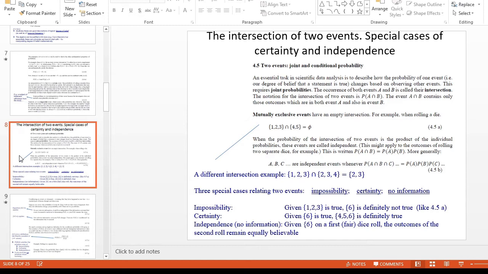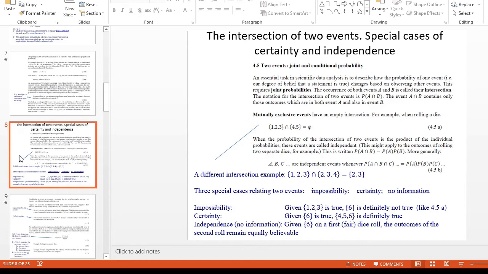Conversely, you have certainty, which is closely related. Given the outcome of a die is rolling a 6, then the probability, my degree of belief in the statement, well, it was a 4 or a 5 or a 6, that's certain, that's definitely true. Impossibility and certainty are obviously easy to understand.